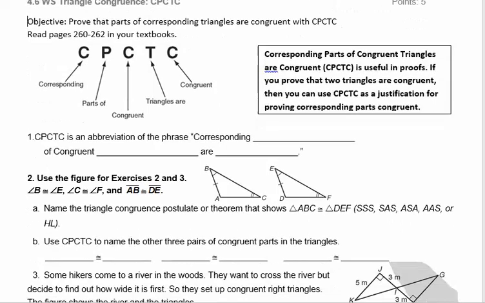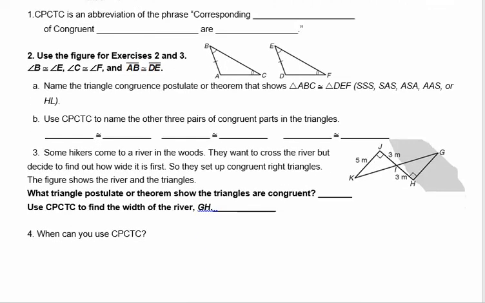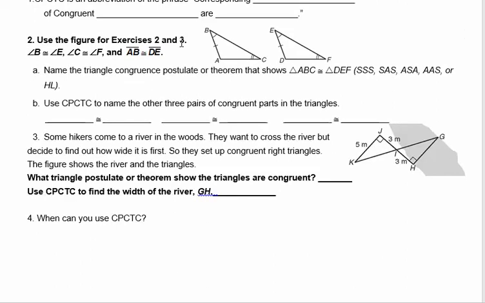Alright, so the first few questions are just dealing with what CPCTC is, which you can certainly look back at. And then in number 2, we're going to name the triangle congruence postulate or theorem that shows that these two triangles are congruent. So that means to pick from one of these. And then once you pick the right one, we can use CPCTC, corresponding parts of congruent triangles are congruent, to name the other 3 pairs of congruent parts. So we won't name the parts that are already marked congruent.